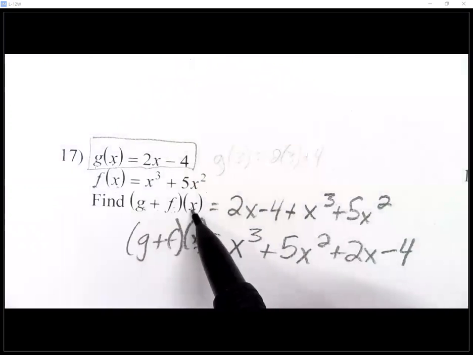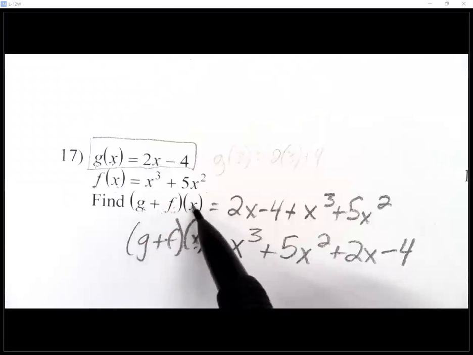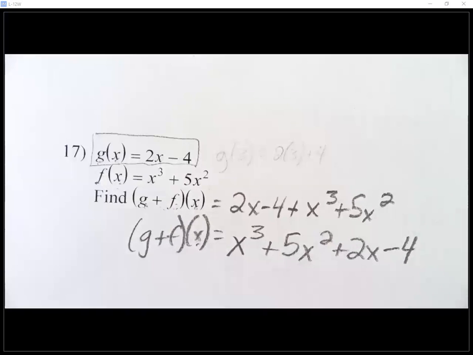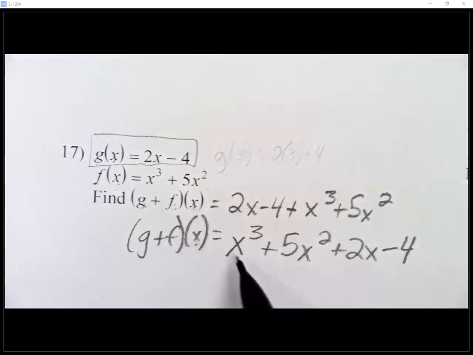So if I wanted to, I could evaluate the G plus F function at some other number. This is setting me up, if I now wanted to find G plus F of 4, I could replace this with a 4, and then I know that means replace all the X's with 4s, and then see what you get out. Does that make sense?